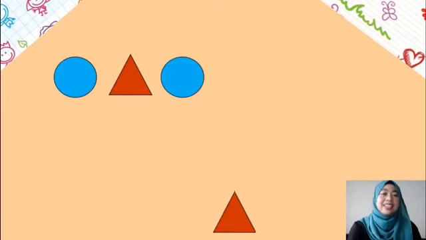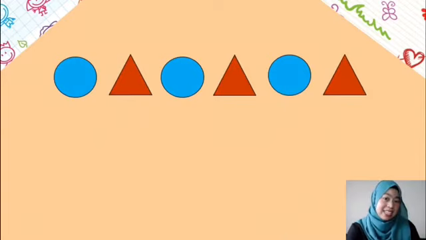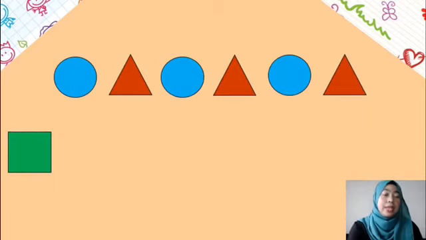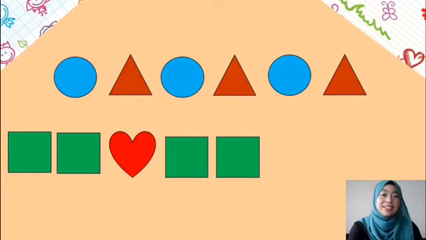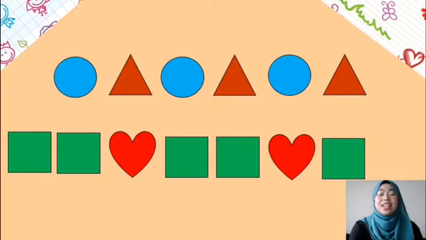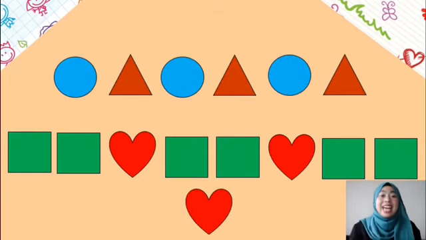Circle, good. Next, triangle, circle, good. And next is triangle. Well done. Okay, next one. What is this? Okay, square. Square. Heart. Square. Square. Heart. Square. Square. And the last one is heart.